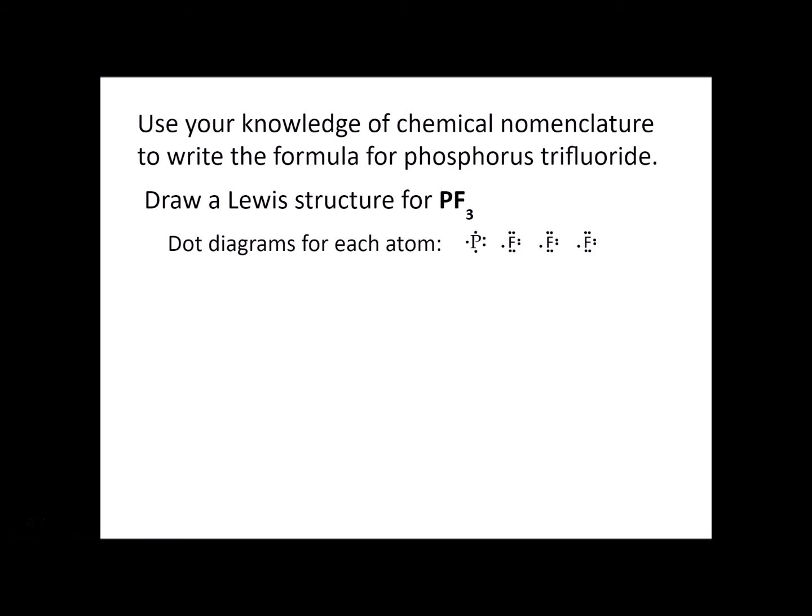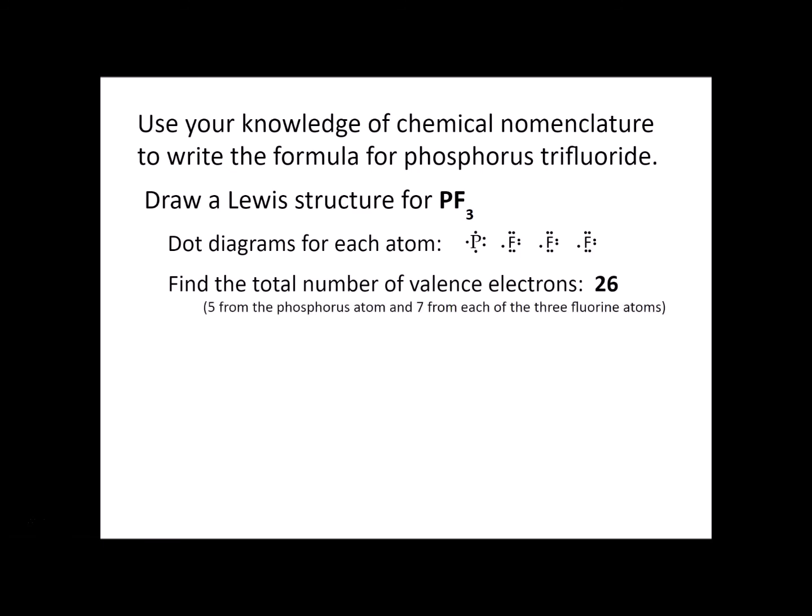Okay, let's add together the number of dots for each dot diagram. 5 plus 7 plus 7 plus 7, that gives us 26. So mentally I'm thinking 3 times 7, that's 21, plus 5, that's 26. 26 total valence electrons. Next, the central atom is going to be the one that you only have 1 atom of. So if there's 1 phosphorus and 3 fluorines, phosphorus will be the central atom.